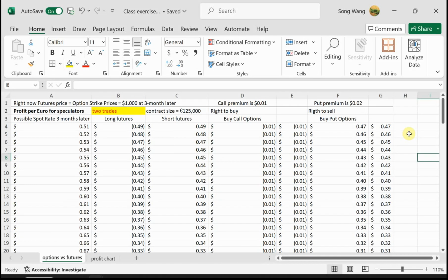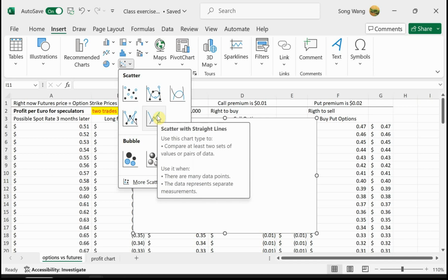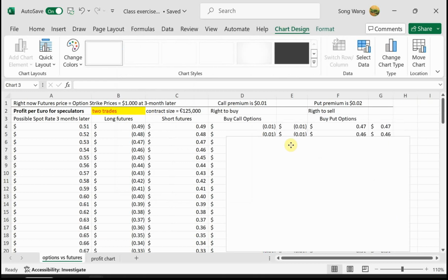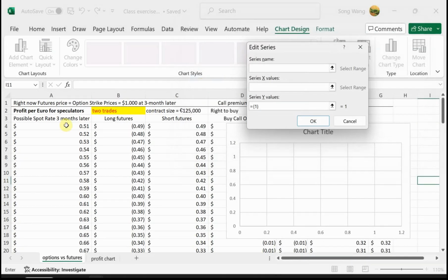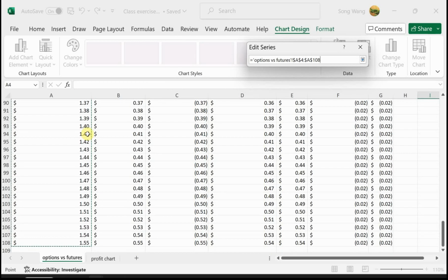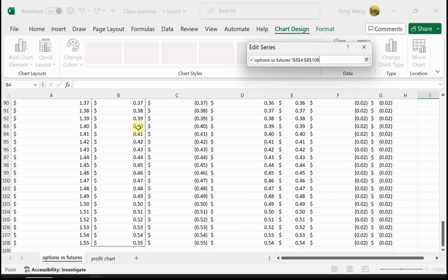Alright, the next thing you should do is to create a scatter chart. I want you to first click on a blank cell and then Insert, and I want you to choose the second row, second column, the scatter chart with straight lines. Then you move it a little bit and select data, add. It's called long futures. The X values would be all the possible spot rates, and the Y values would be the profit for long futures depending on the spot rates.